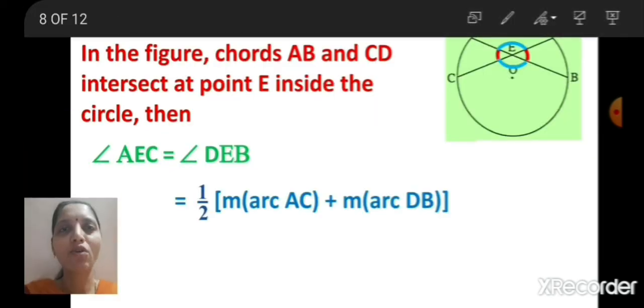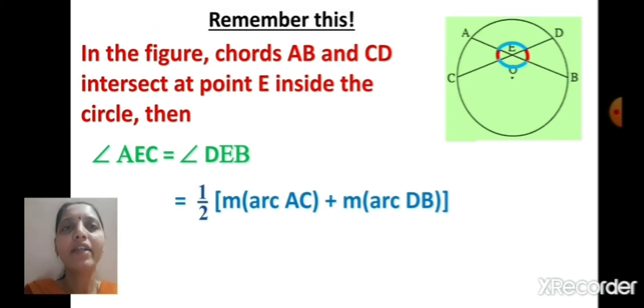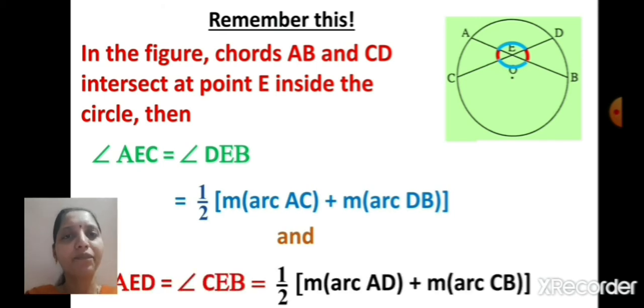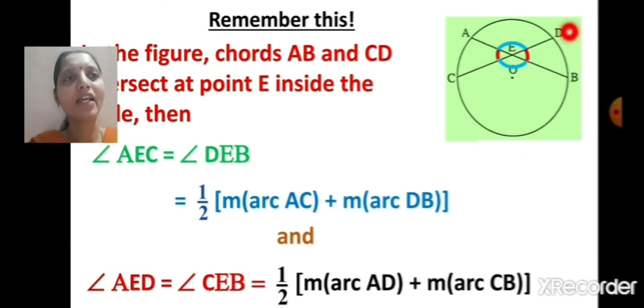After that, this is also one more important formula. In the figure, chord AB and chord CD intersect at point E inside the circle. Then angle AEC is equal to angle DEB, that is equal to half into bracket major arc AC plus major arc BD. And if you have angle AED is equal to angle CEB, that is equal to half into bracket arc AD plus arc CB. So this is also a very important formula. You should remember, if such a type of question is asked, you can use this formula.